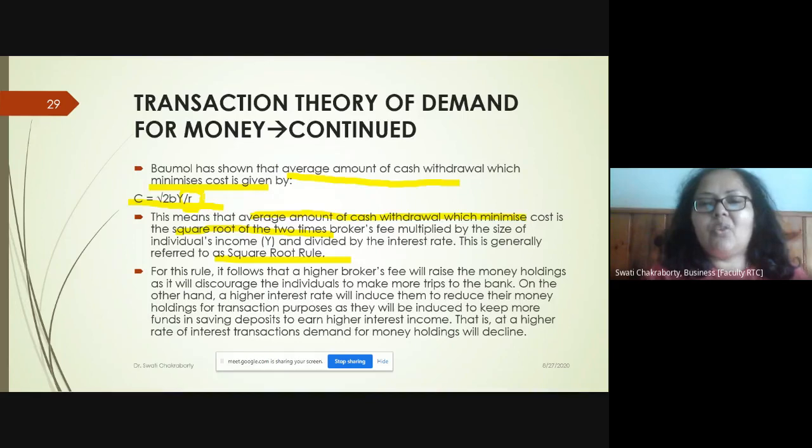So what do we see? We see that the rate of interest and the transactions demand for money are inversely related.